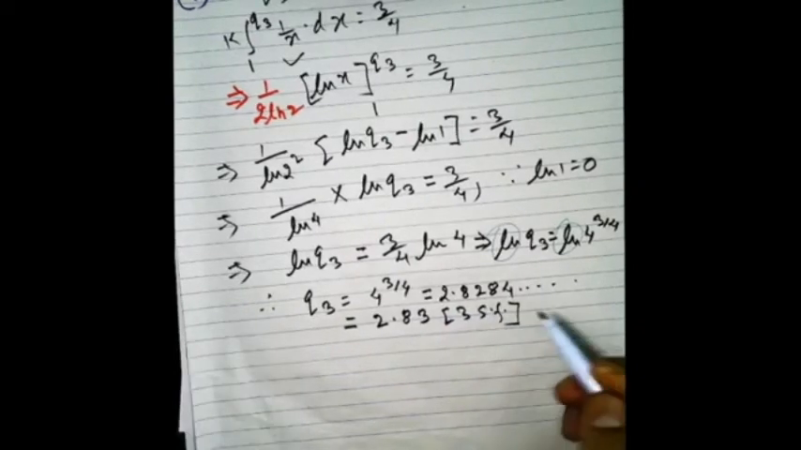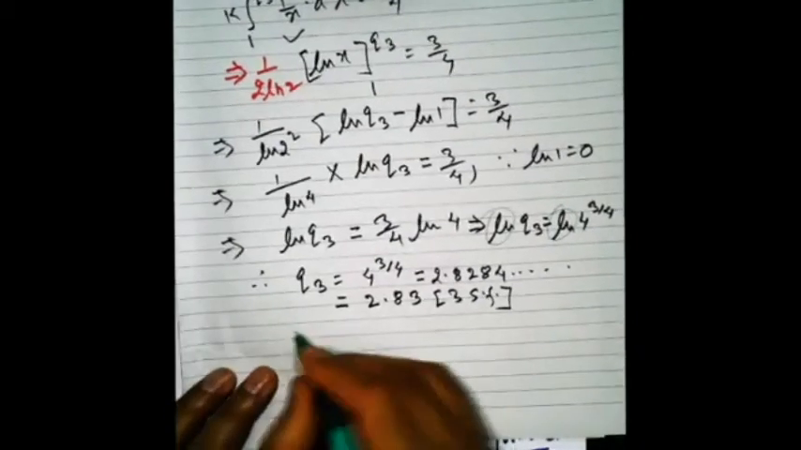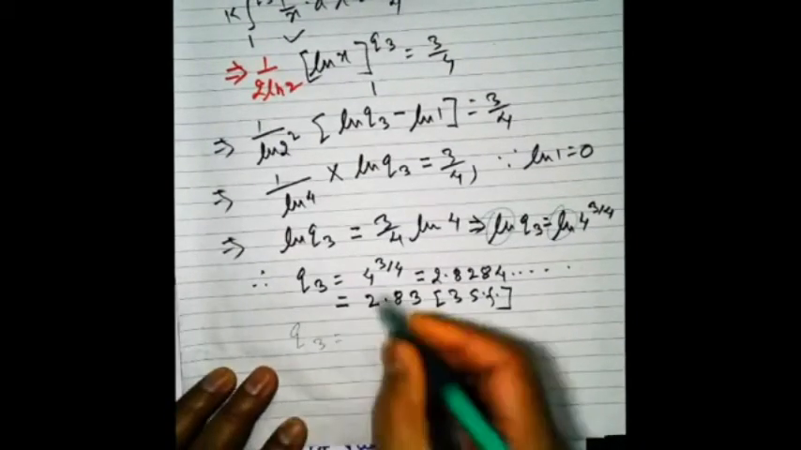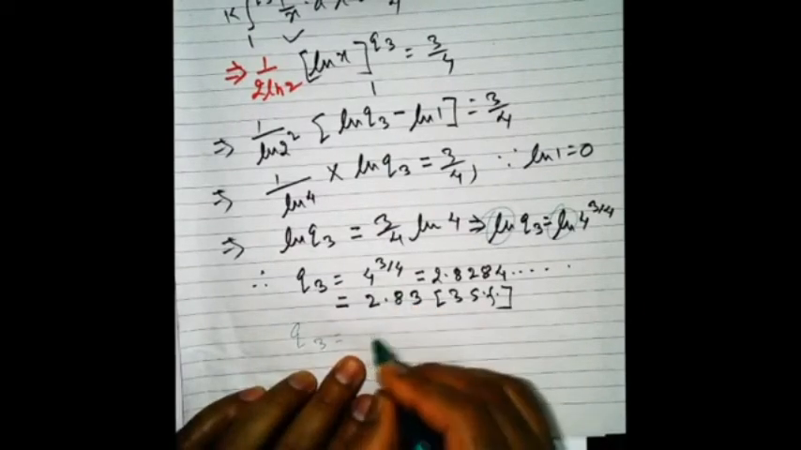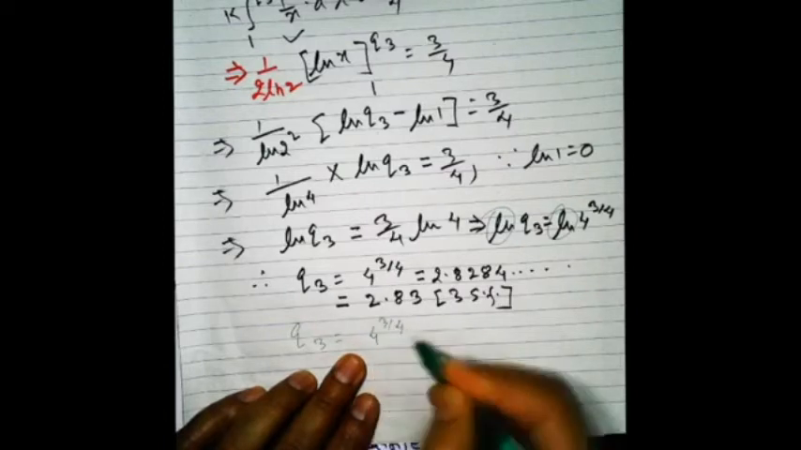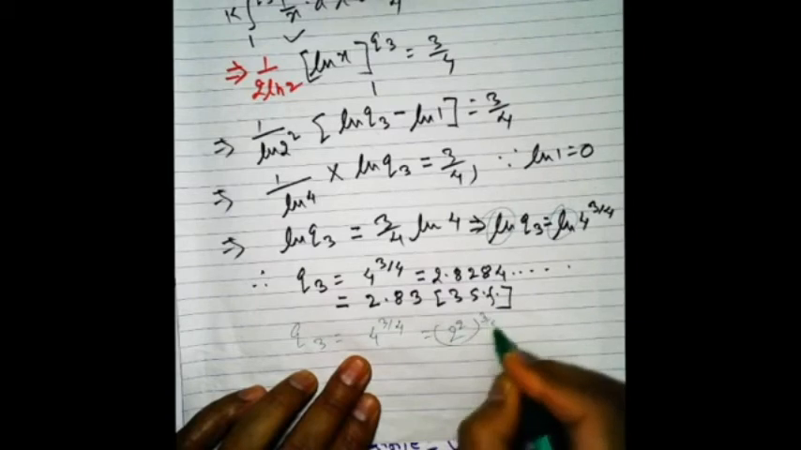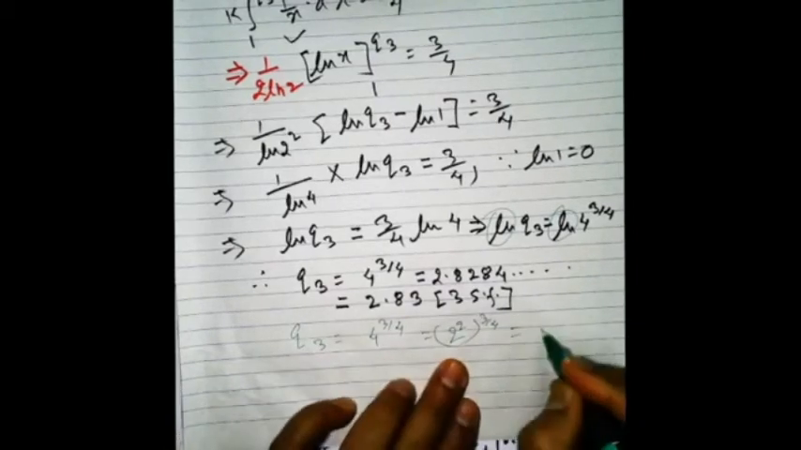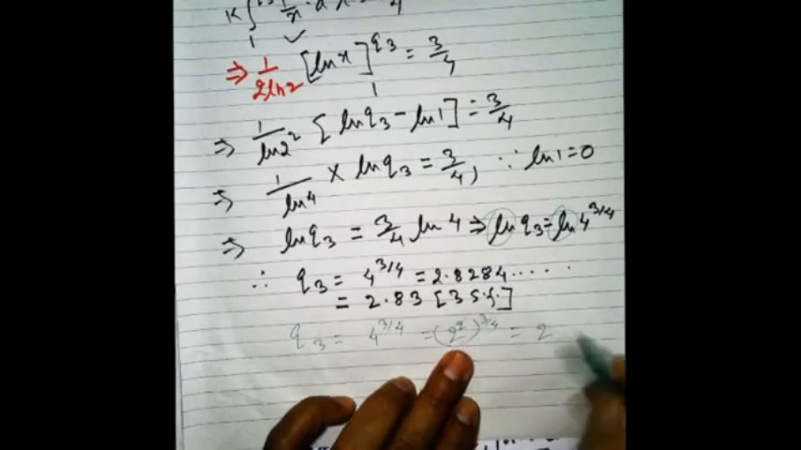If you would like to express your answer in the exact form, here q3 equals 4, so you can say this is 4 to the power 3 by 4, then it is 2 squared to the power 3 by 4, and the powers get multiplied, so it is going to be 2 to the power 3 by 2.